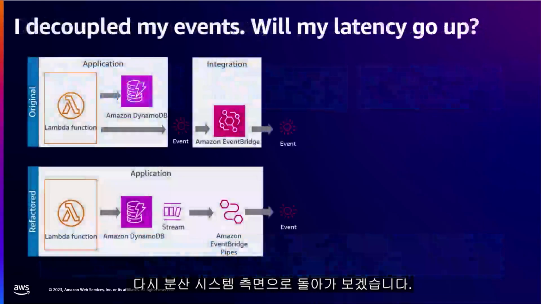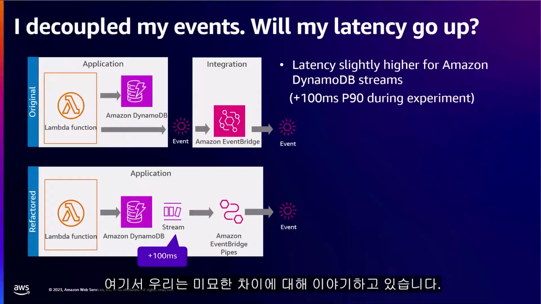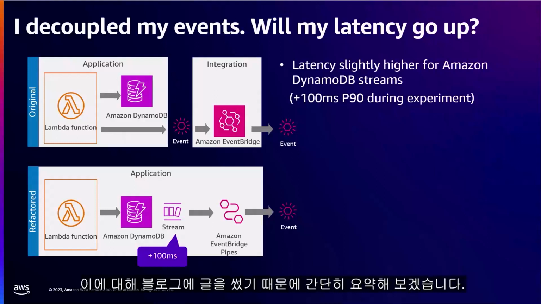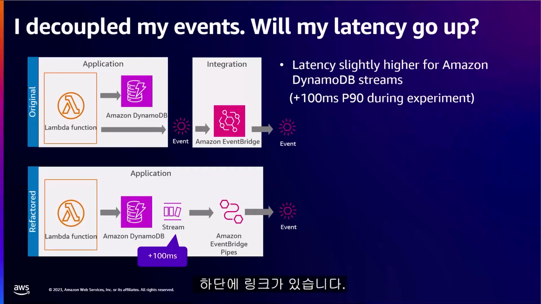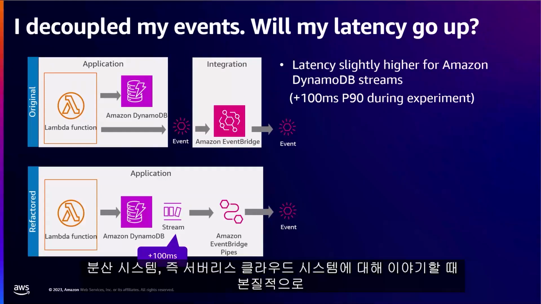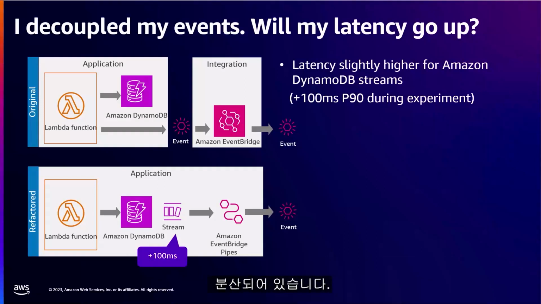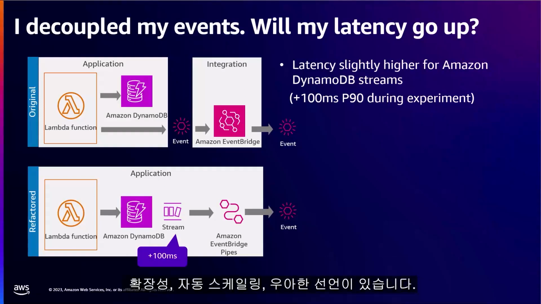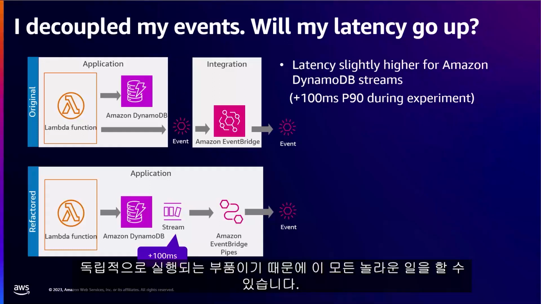So let's come back to the distributed system aspects. We're talking about the nuances here. I wrote a whole blog post about this, so I have a little summary, and there's a link at the bottom. Serverless cloud systems are inherently distributed, and that's what gives them all the nice properties. They have scalability, auto-scaling, graceful degradation. They can do these amazing things because they're independently running parts.